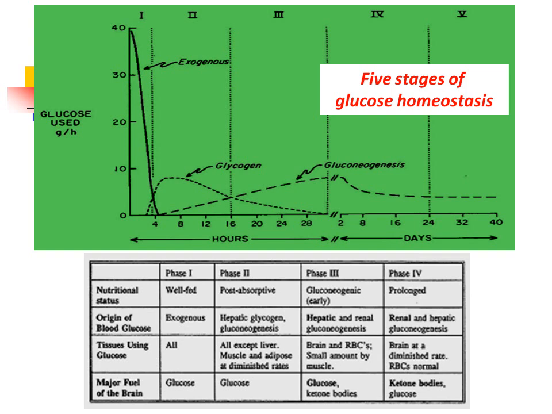Phase 4 is known as prolonged fasting. The origin of blood glucose is renal and hepatic gluconeogenesis. Tissues using glucose: brain at a diminished rate and RBC at normal rate. Major fuel of the brain is ketone bodies and glucose.